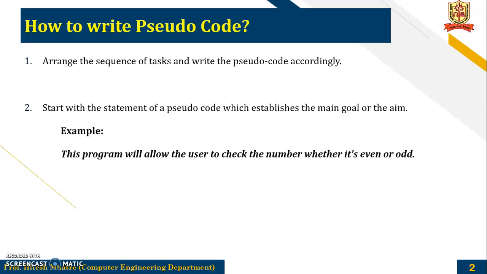Start with the statement of a pseudocode which establishes the main goal or the aim. For example, this program will allow the user to check whether a number is even or odd. So the first statement of your pseudocode should give the information regarding what exactly the pseudocode will do, or what the main goal or aim is.